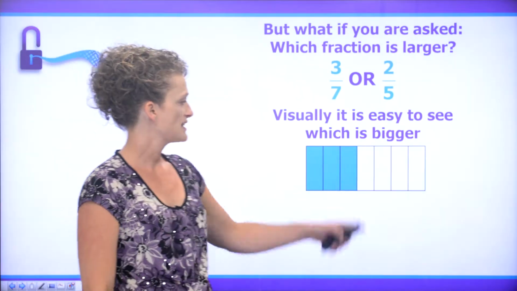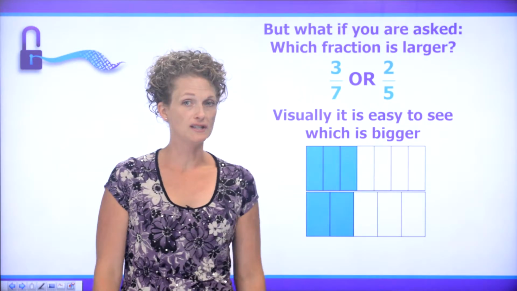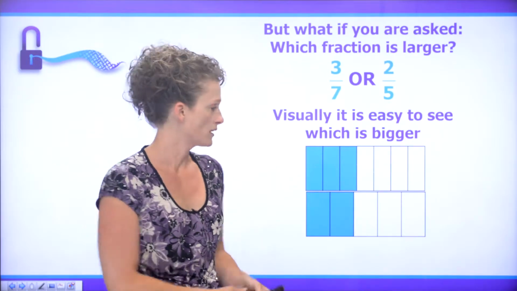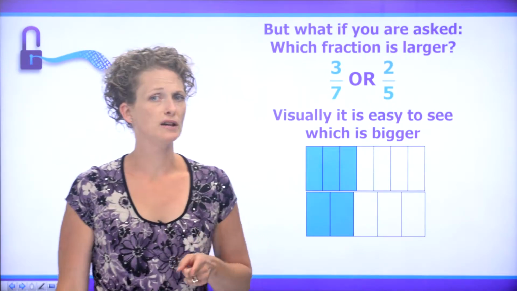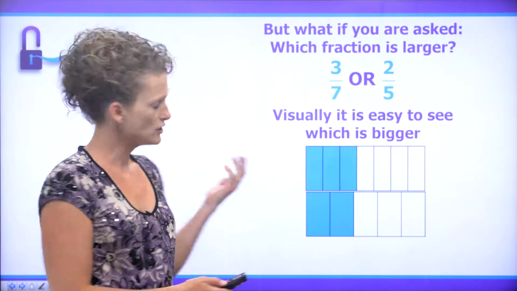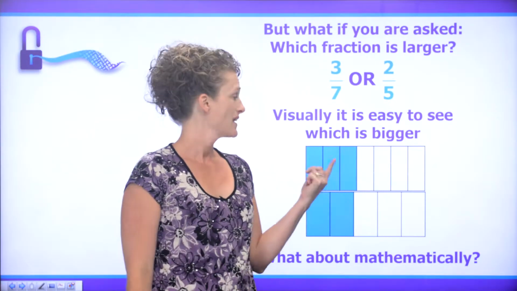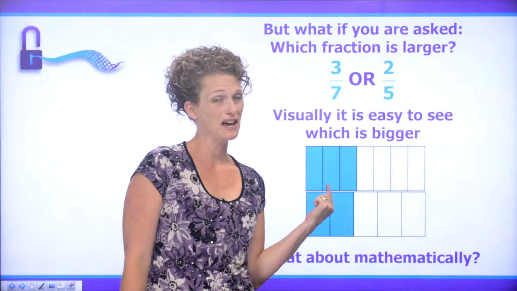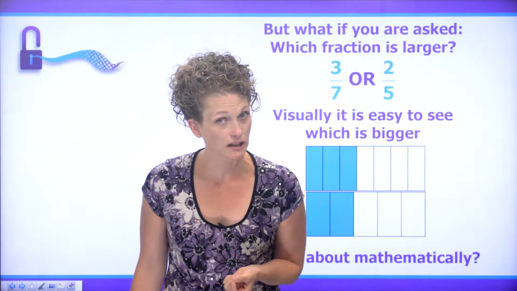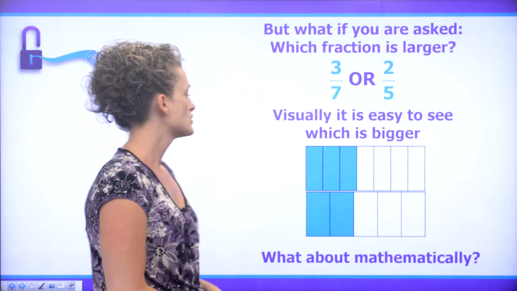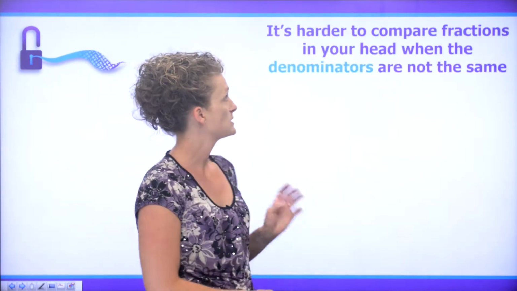We have 3/7 and we have 2/5. Now, it's easy to see that 3/7 is actually bigger, just by a little bit, but it's bigger. Now, what does that look like mathematically? The reason we want to know mathematically is because I don't know how many of us could draw this accurately enough to truly tell which one is bigger. So there is a way to do this mathematically speaking.